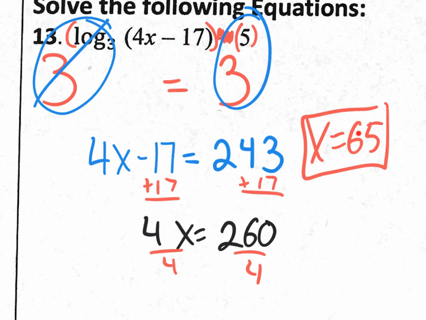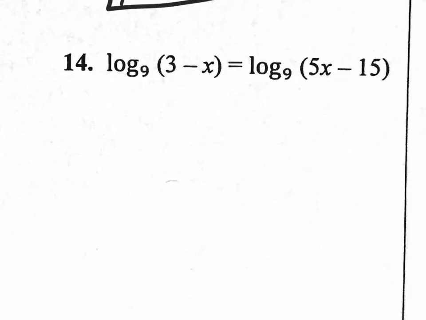But if for some reason my answer was like 2, if I plug in 2, I'd end up with a negative. That means that would be an extraneous solution. I'd actually write no solution instead of my answer x equals 2. Again, just make a quick check and make sure you don't end up with a negative inside the logarithm. You can't do logs of negative values.